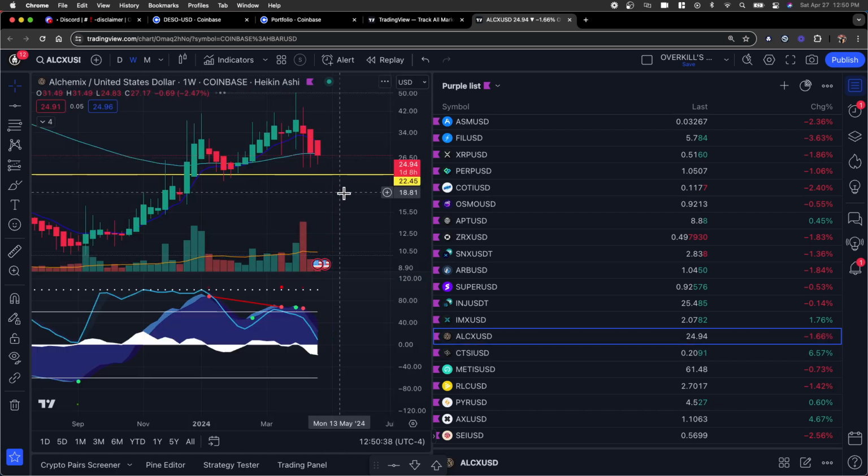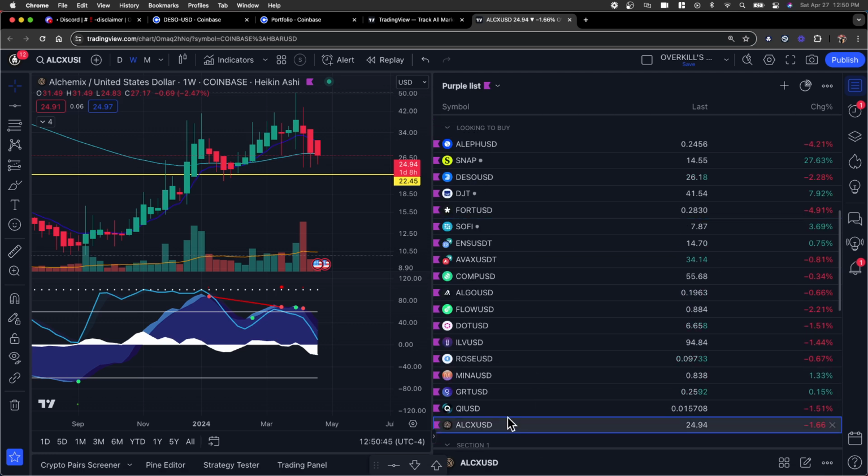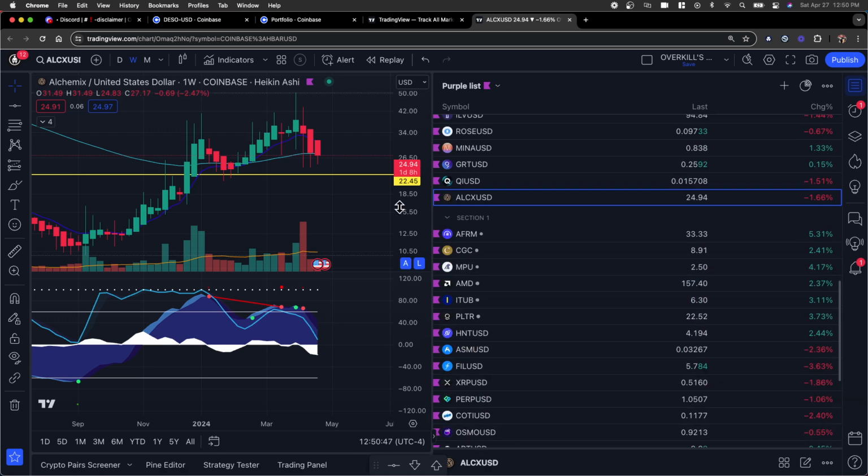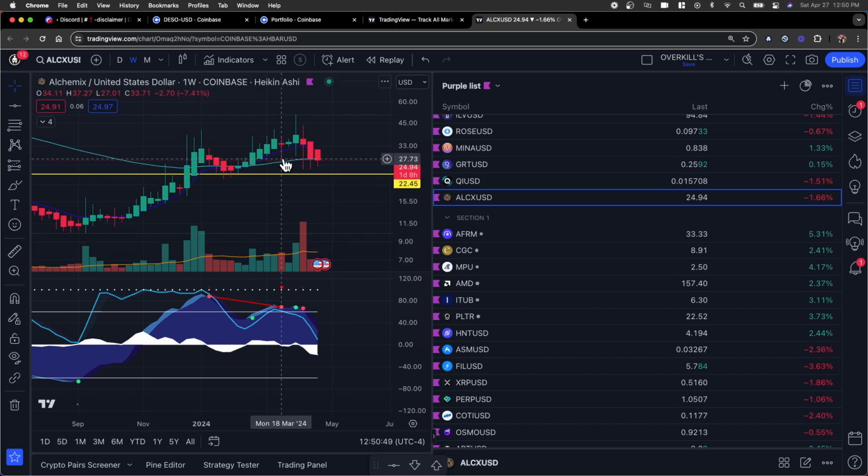Here's ALCX. Okay, consolidating right there on the 50. Looks good. Stop loss is still 22.45. That one's getting close to the bottom, too. I'd start my position on ALCX here as well. That one looked like it wanted to take off there, and then the market sold off. That was a big reversal candle there, and then they dumped it.